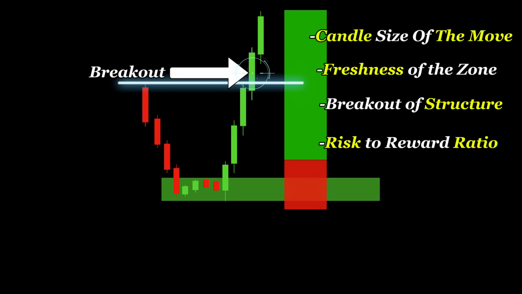Now that we have covered the key factors for identifying a high-probability supply or demand zone, such as candle size, freshness of the zone, breakout of structure, and a 3-to-1 reward-to-risk ratio, keep these in mind as we move forward. These factors are the foundation of finding the best trading opportunities, so let's apply them to some real chart examples.